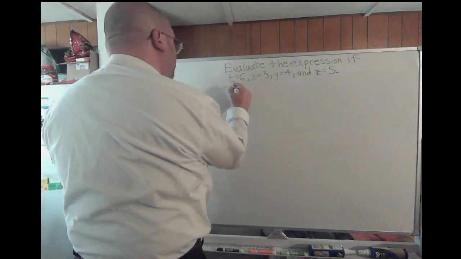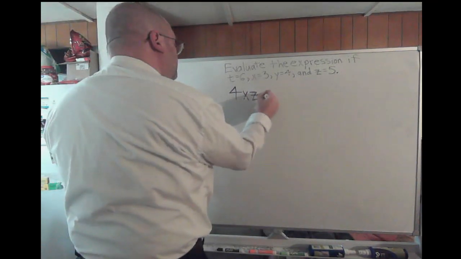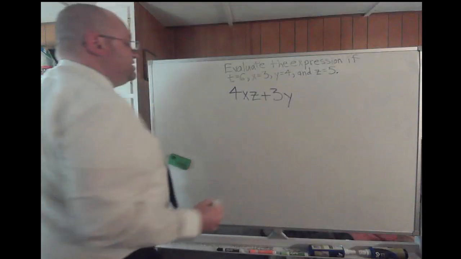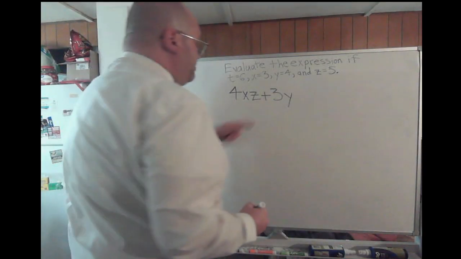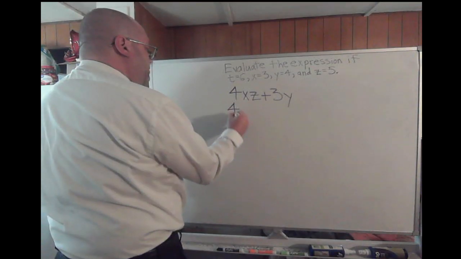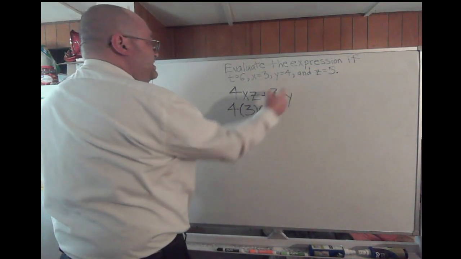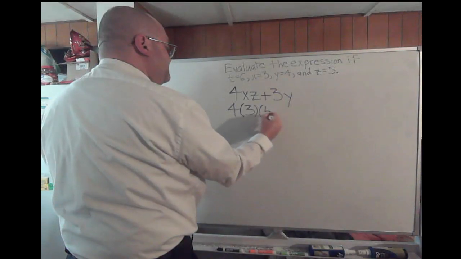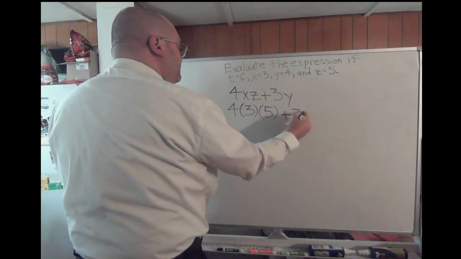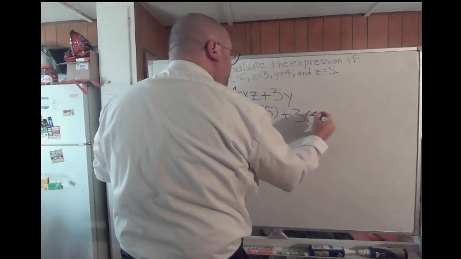Alright, now we have 4xz plus 3y. Well, here we're told x equals 3, so we'll have 4 times that x value of 3 times the z value. Z is supposed to be 5, so we'll put 5 in for z. Then you have plus 3 times your y value. Y is equal to 4.